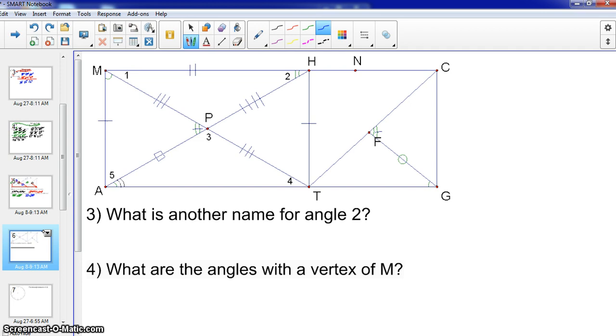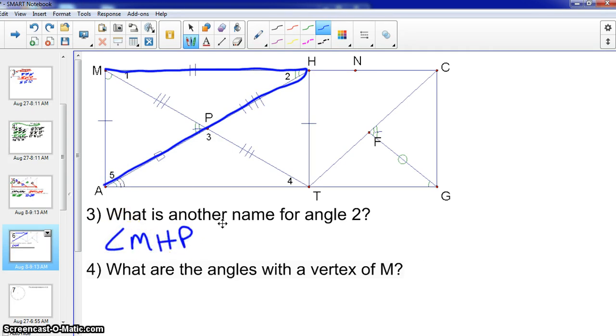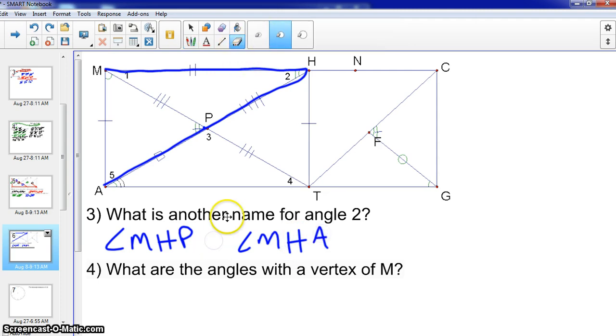We can also write other names for angle 2 that still reference this angle. These two rays are the rays that form that angle. So we could write it using the letters angle M, H, P, and then as stated before in the last problem, you can use the letter A, so it's angle M, H, A. It's not congruent, these are just other names.